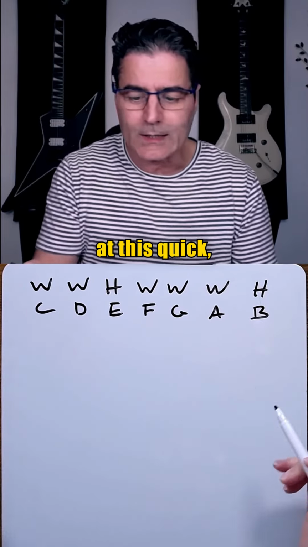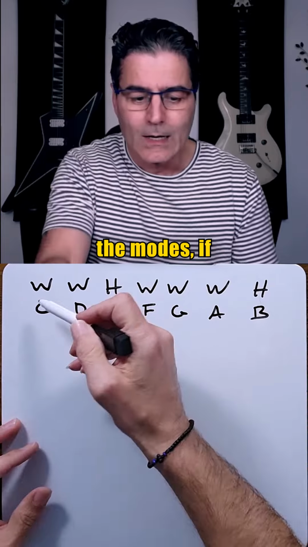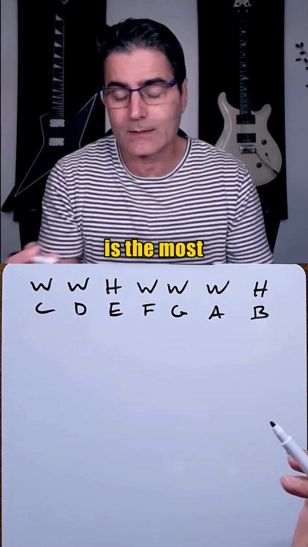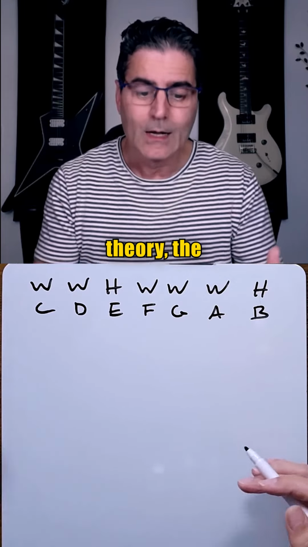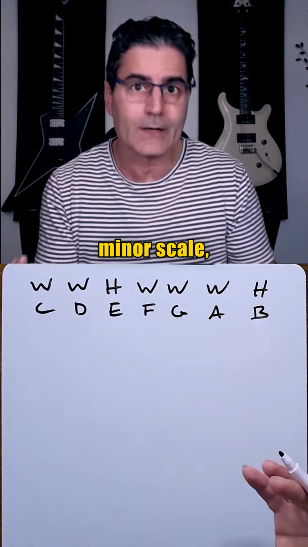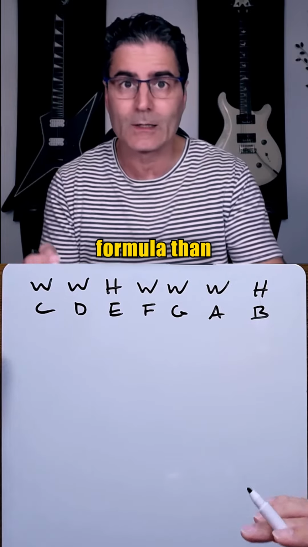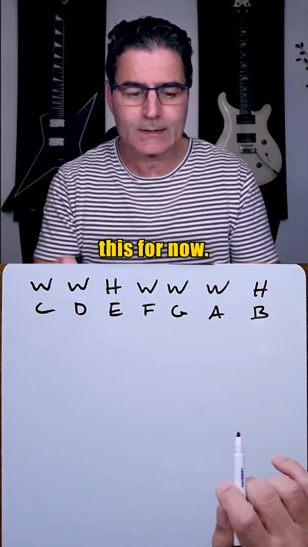And if we just look at this quick before we get into the modes, if we just have a look at this formula, which is the most valuable and important scale in music theory, the second most valuable one would be the minor scale, which has a different formula than this. But let's look at this for now.